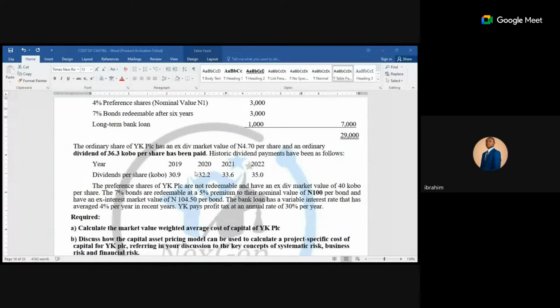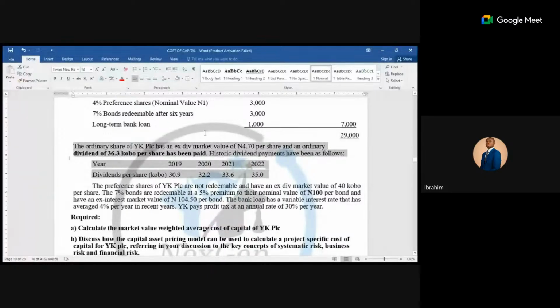Now, the ordinary shares of YK PLC have an SDIV, which means that the dividend has been paid. The SDIV market value is 4.70 naira per share, and an ordinary dividend of 36.3 kobo per share has been paid as well. Now, historic dividend payments have been as follows. Look at the historic dividend.